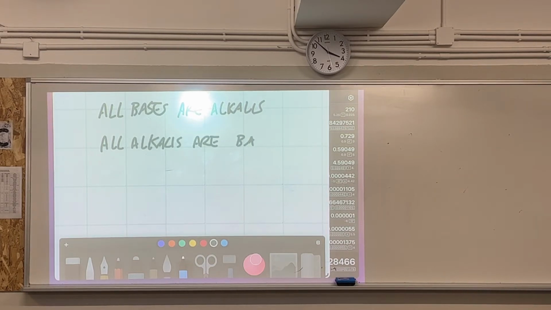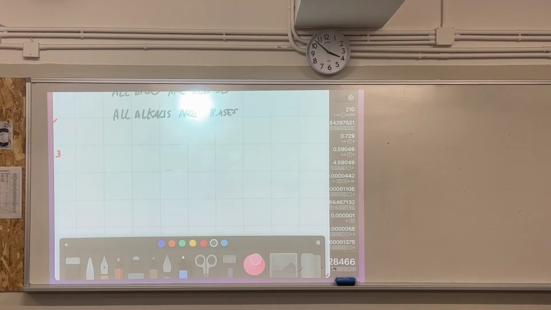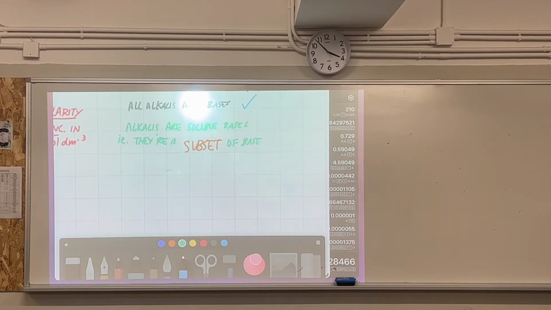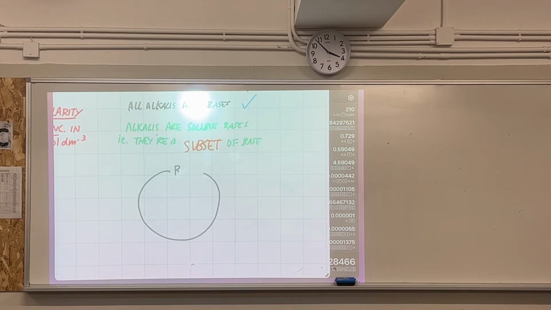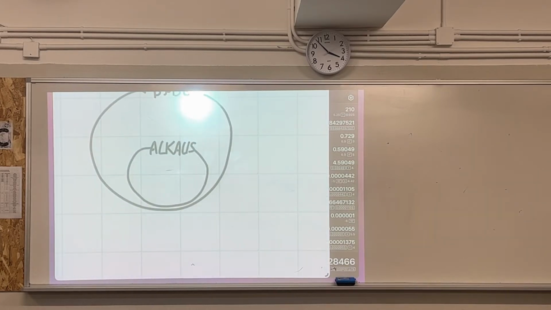The second one. Why? Because alkalis are a small subset of base. So what is that? Alkalis are soluble base, which means they are a small subset of base. So they are a subset of base. So to show you this set and subset concept, you can draw a circle. If this is base, if this circle surrounds all known bases, then alkali will be this small subset, which you'll find inside the larger base circle.